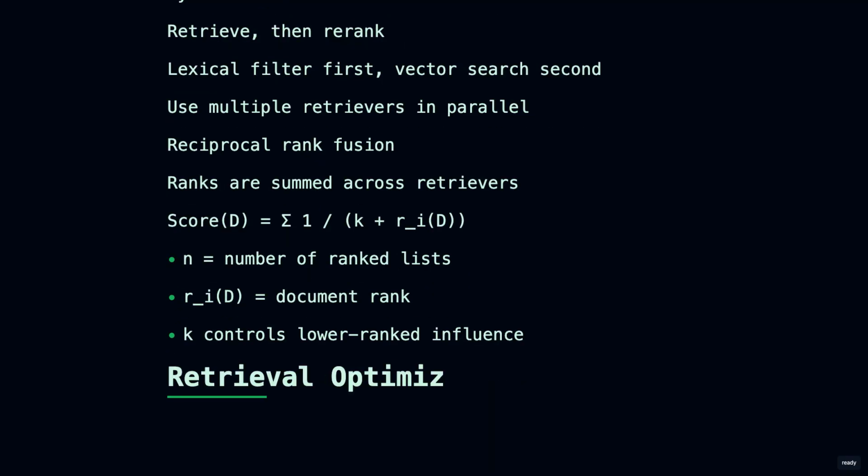In this section, we'll look at practical ways to improve retrieval quality. The goal is simple. Get the most relevant information into the model's context with less noise and less waste.